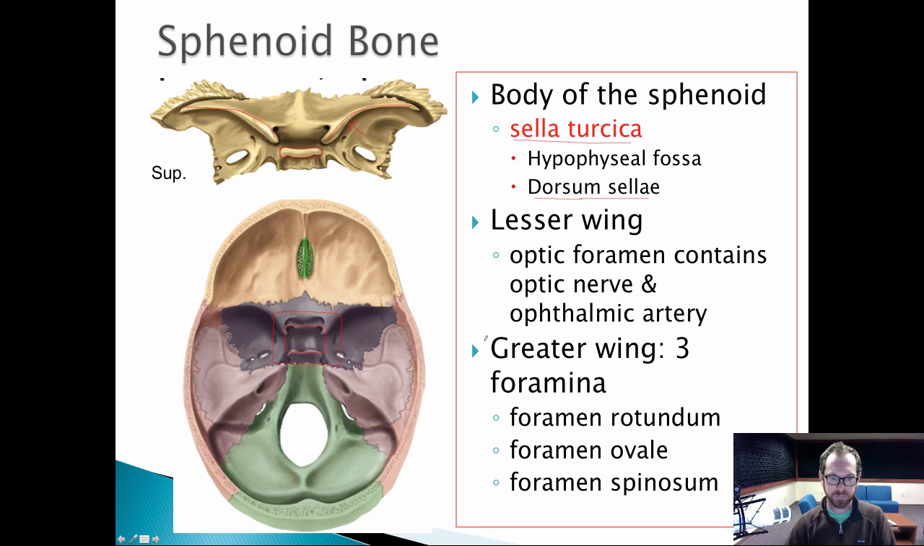Now the greater wing is going to be down here. This is the greater wing, not a great circle. My apologies for that. We've got some more foramina here. This first one is our foramen rotundum. Then we've got our foramen ovale and our foramen spinosum. On this upper image, we can highlight them. This is rotundum, this is going to be our ovale, and then finally our foramen spinosum. This is where we have arteries and other nerves passing through.